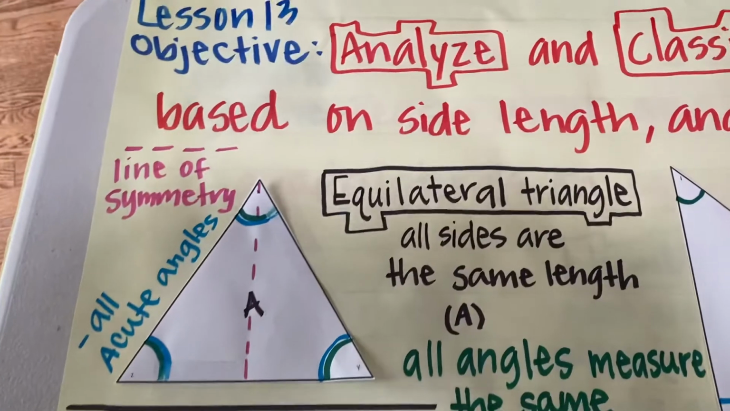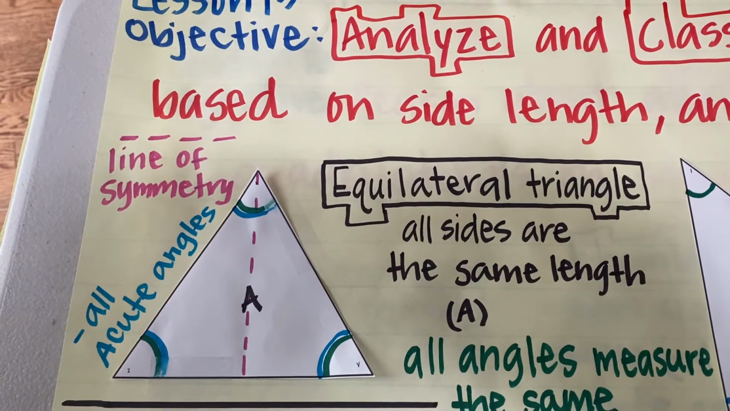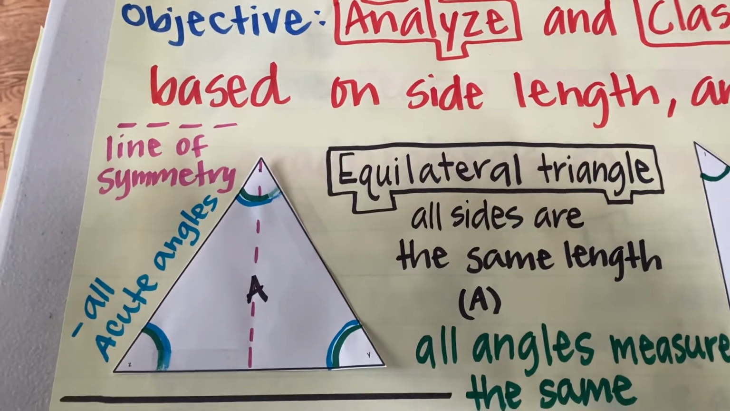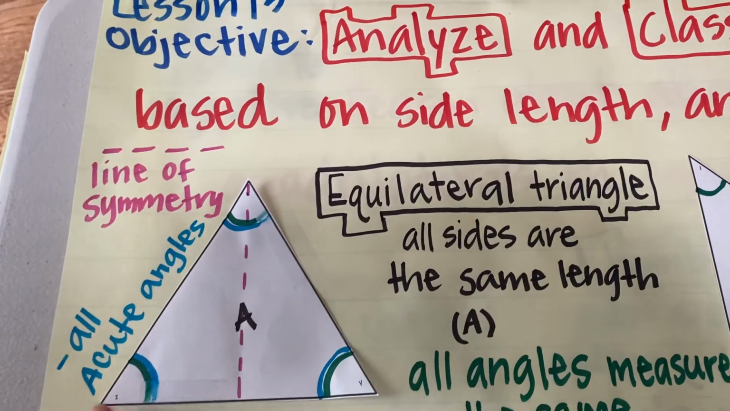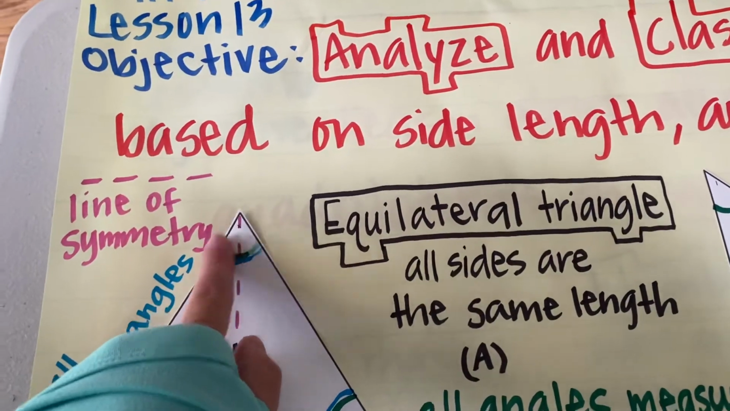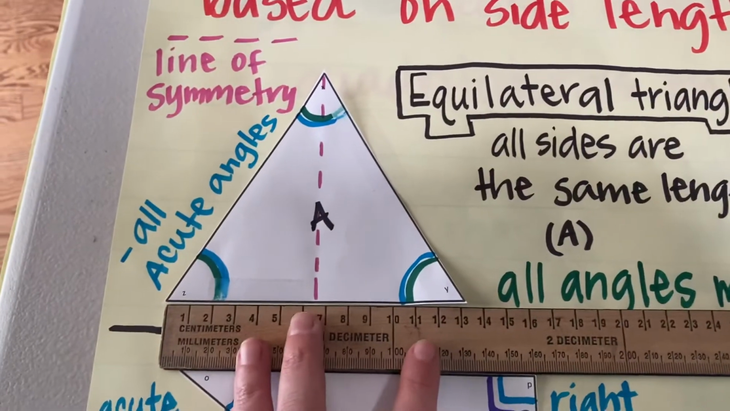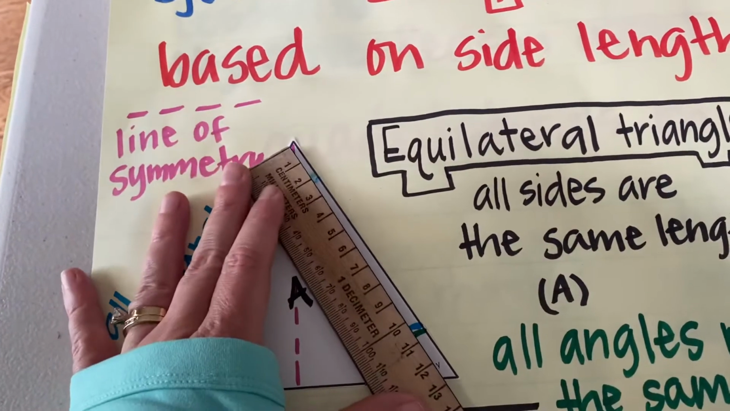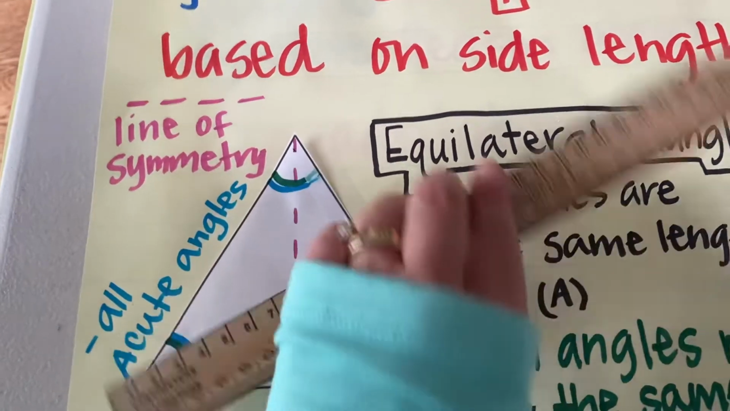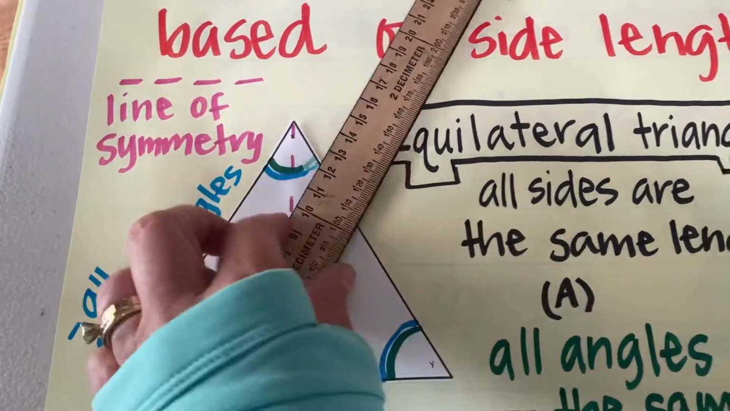So our first one, you have these. They are your templates for Lesson 13. So A in your templates is an equilateral triangle. All sides of this triangle are identical. I can check that using a straight edge. So each of my sides is 13 centimeters. This side is 13, and this side is 13, okay?